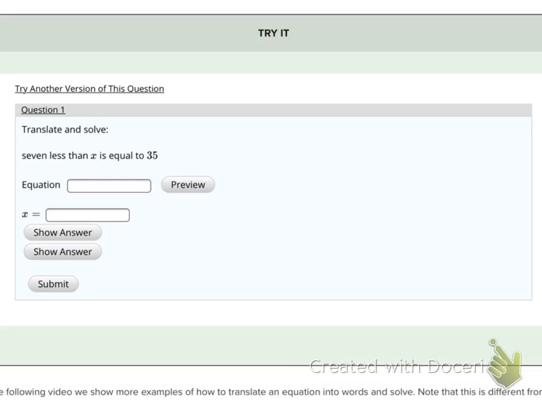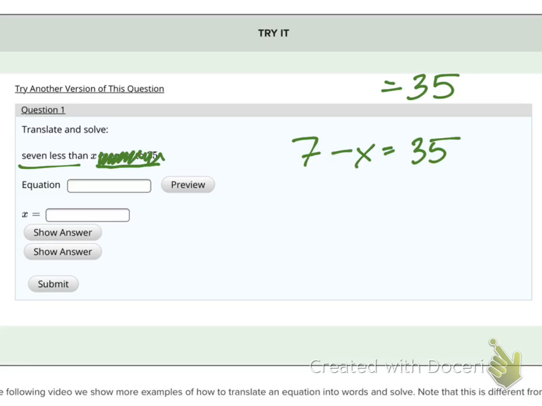For the last practice problem we're going to do together, 7 less than x is equal to 35. We already know the "is equal to 35" part, so that part is gone. Now I've got 7 less than x. So far, every single person has written 7 minus x equals 35.